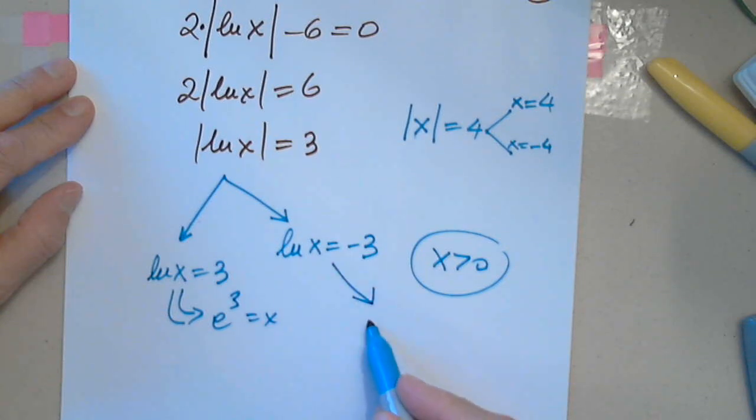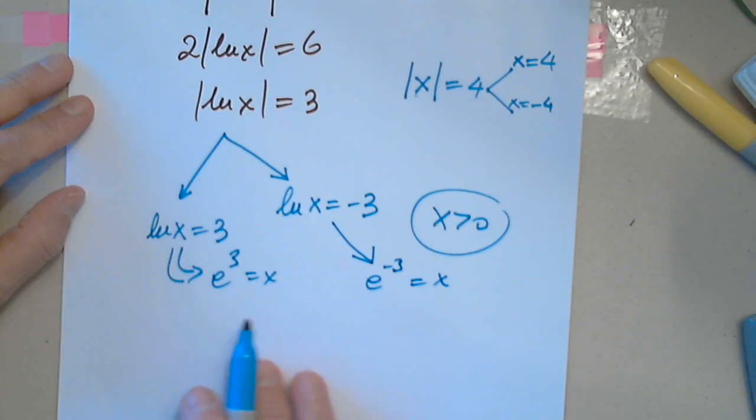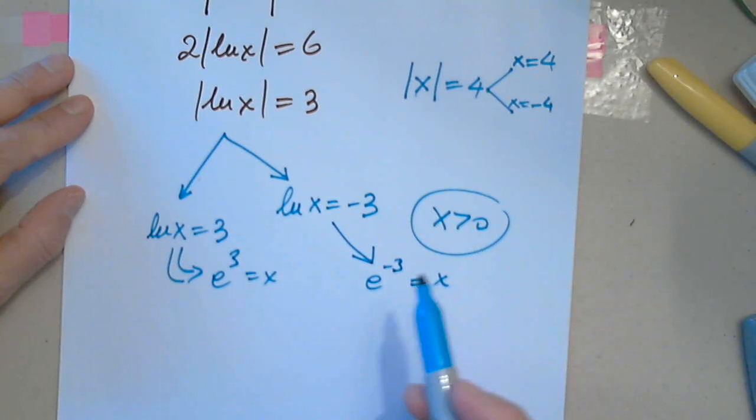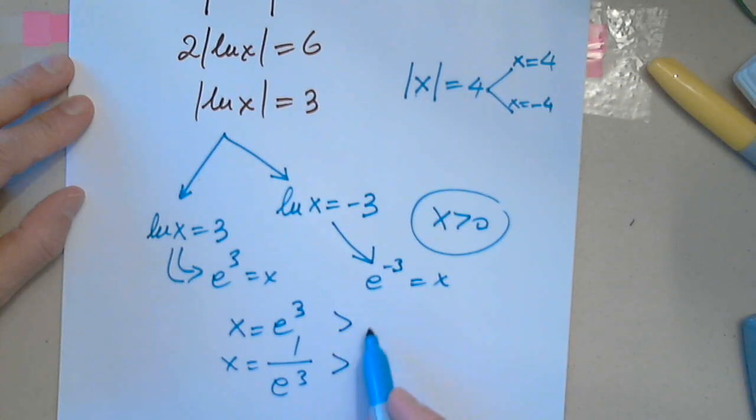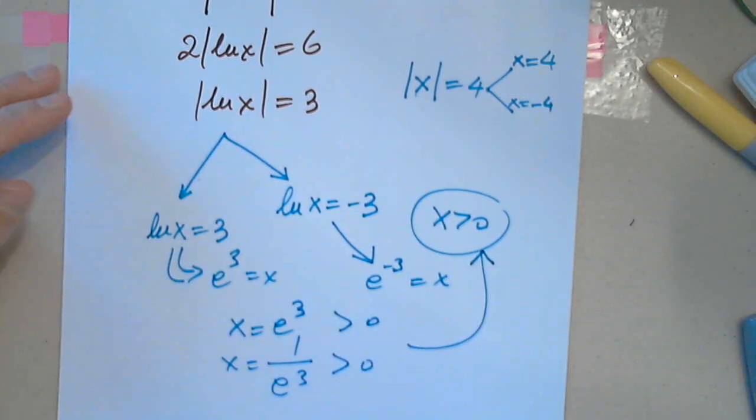And here, e to negative 3 equals x. These are positive numbers, definitely both true. E to the third is positive, and e to negative 3 is 1 over e to the third. Both positive, both in the domain. And the equation has two solutions.